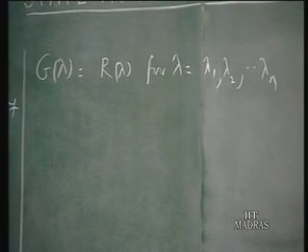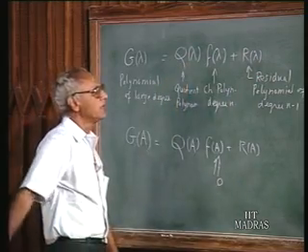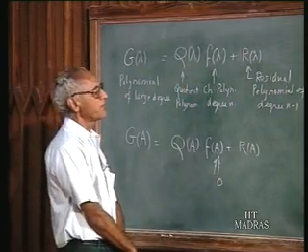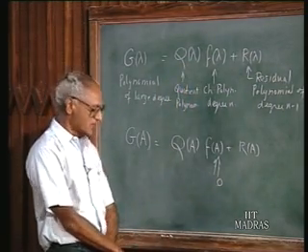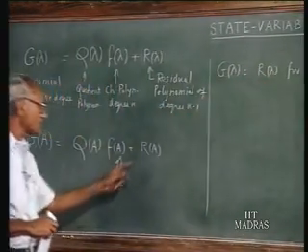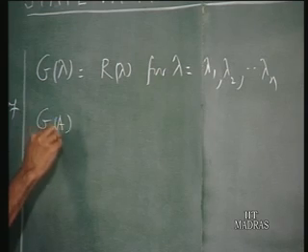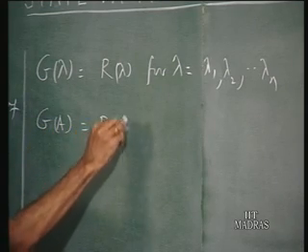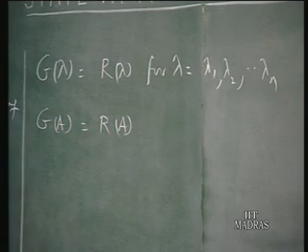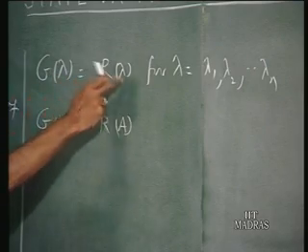f(lambda 1) is 0, f(lambda 2) equals 0, f(lambda 3) equals 0. This becomes 0 only for values of lambda equal to one of the characteristic values. And after all, the form of R(lambda) is the same as the form of R(A), therefore G(A) can be written as R(A). So given a polynomial G(lambda), you can substitute lambda equals lambda 1, lambda 2 and lambda 3 and evaluate the coefficients in R(lambda).